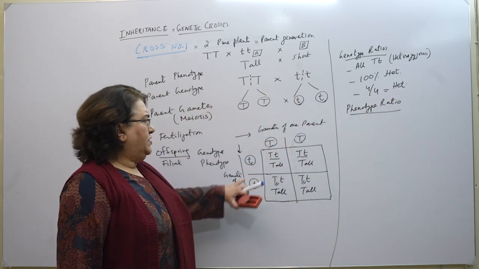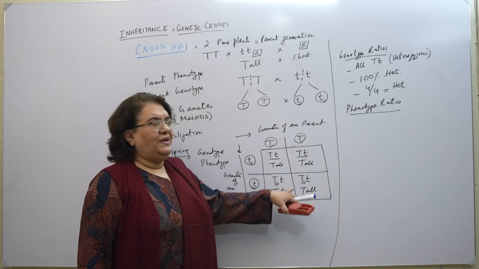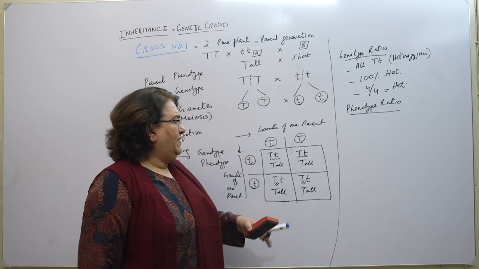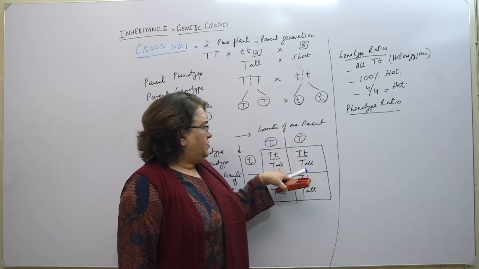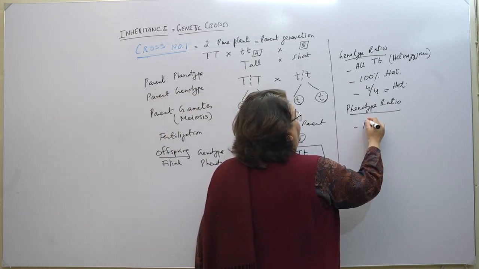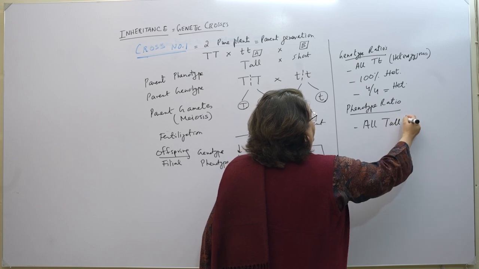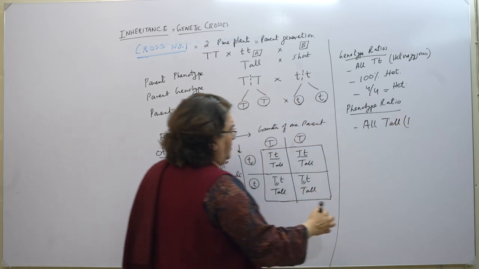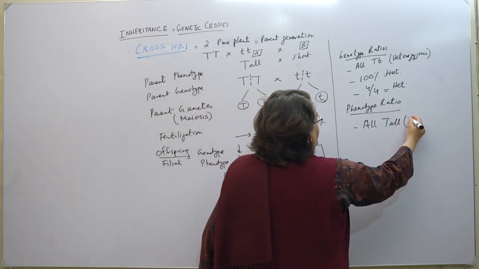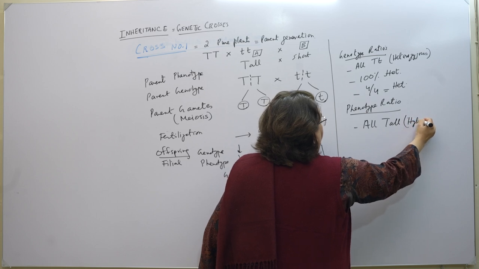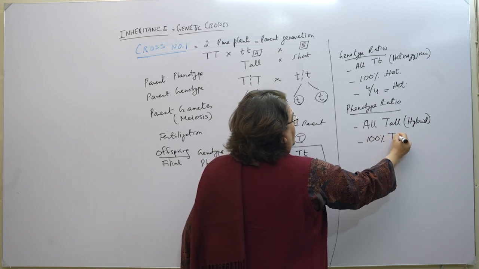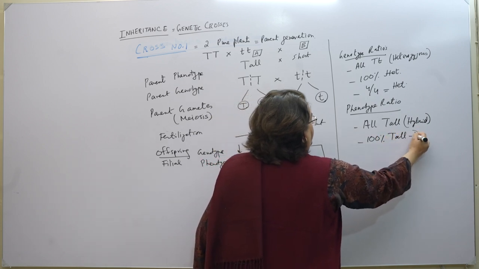Have a look, because all of them have a capital T, all of them would be showing the tall form, the plants would be very tall, having the tall phenotype. So tall, tall, tall, and tall. What do we say? We say all will be tall, and they're all not pure, but hybrid, or you might say mixed breed. So this will be 100% tall, showing the dominant trait.